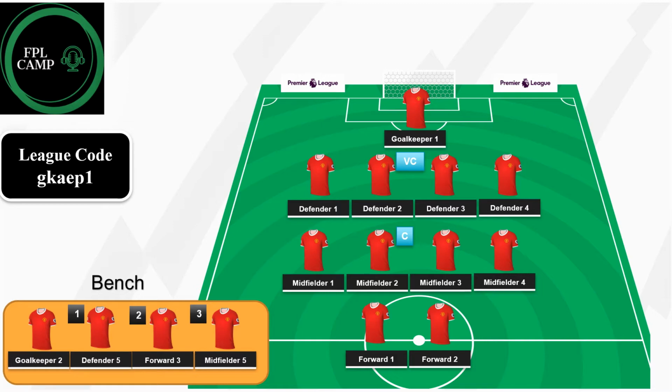You can set your bench order, that is, as first, second or third sub. The substitution will happen according to that particular order.